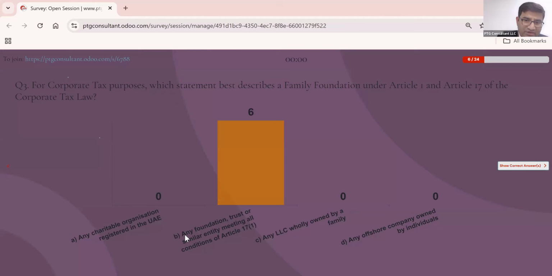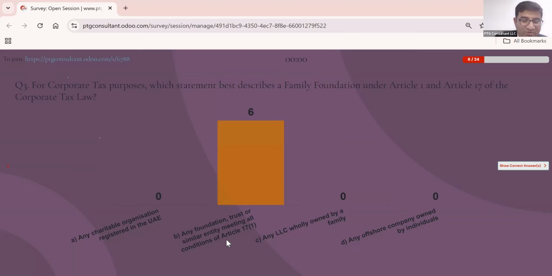So here is the wording of this. If anybody would like to explain, any family foundation, trust, or similar entities, the word similar entities. Anybody would like to add, what is the meaning of similar entities? Family foundation we understand, trust we understand, but the words similar entities meeting the condition of Article 17. Anybody would like to share his point of view if he already understands the term here?